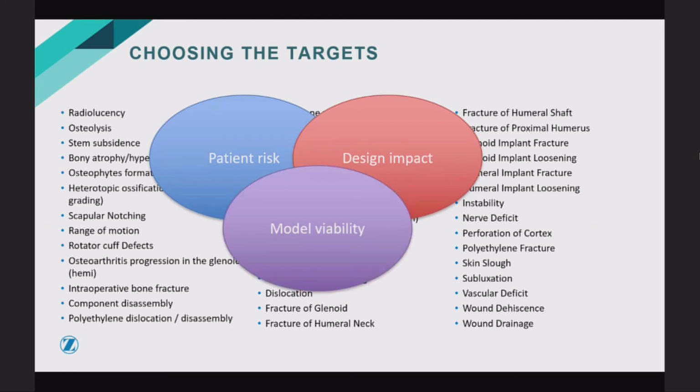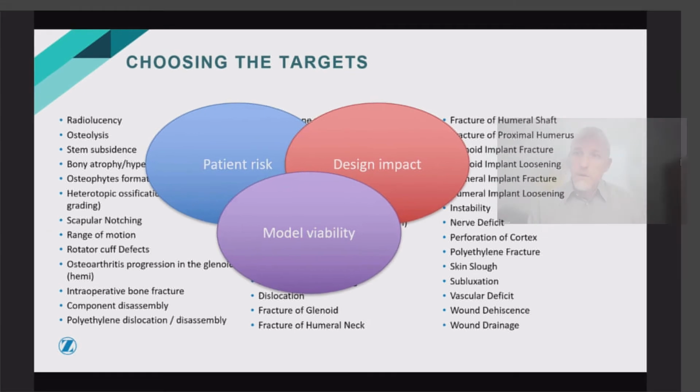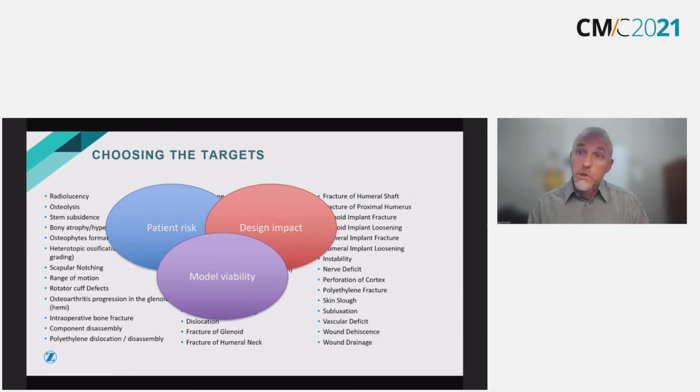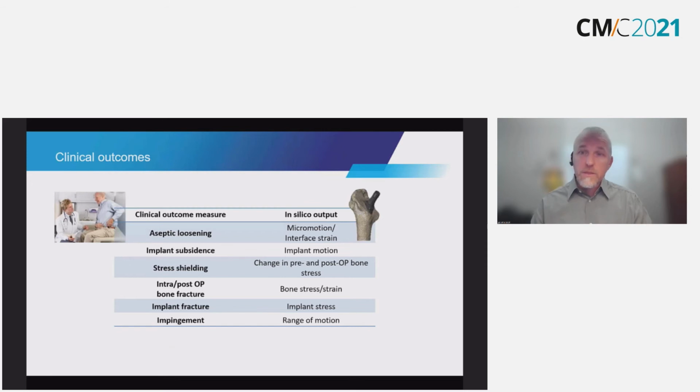And finally, model viability. If we're honest with ourselves, as much as we are trying to advocate for in silico methods, there is not everything we can simulate to the level that we need to. So we need to make sure that the state of the art in the modeling technologies is sufficiently mature before we start to bring these into an in silico clinical trial. And once this is done, then we can start to come up with numerical surrogates for the clinical outcomes that we're trying to replace.